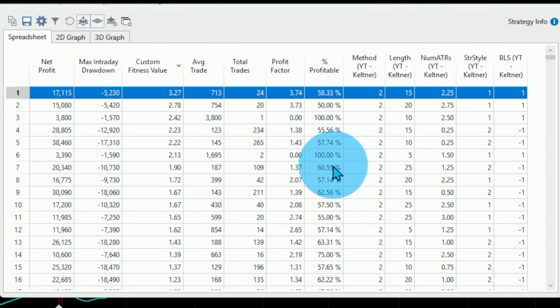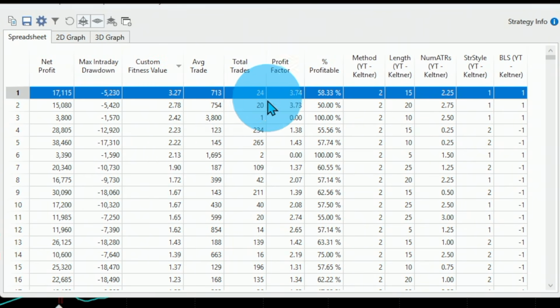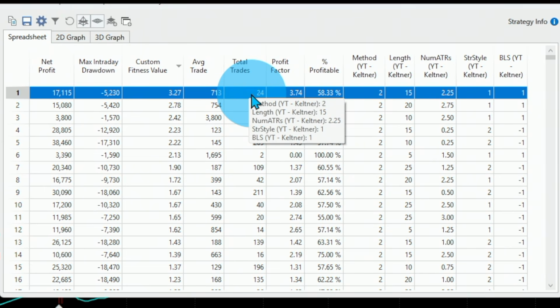And these are the results sorted by return to drawdown ratio. And we see here the maximum return to drawdown ratio is 3.27, but the number of trades is 24, which is very, very low. The test here is from 2006 all the way to October 2025. So that's more than 18 years, and 24 trades is just not acceptable.